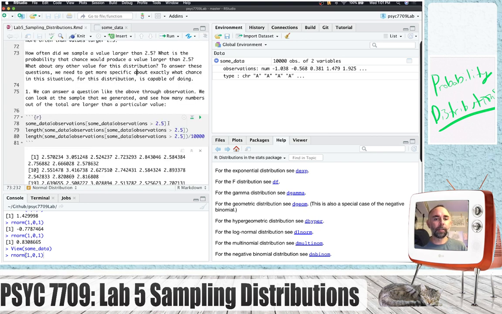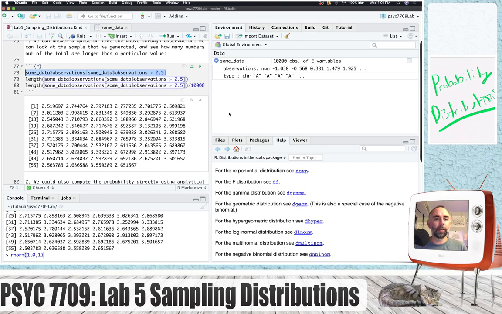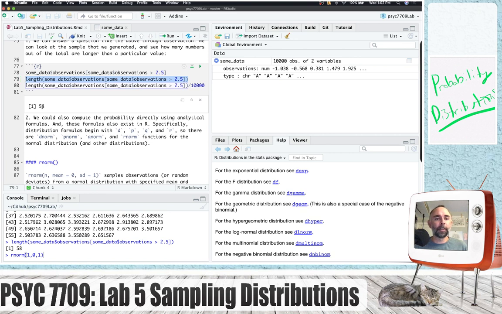We could simply ask the question, which numbers are bigger than 2.5. So I've used logical indexing. I've asked to print the numbers that are greater than 2.5. So I can start to see that there's 50, 55, 56, 57, there's 58 of them in this example. If I wanted R to report that value, I could use the length and I'd get 58.